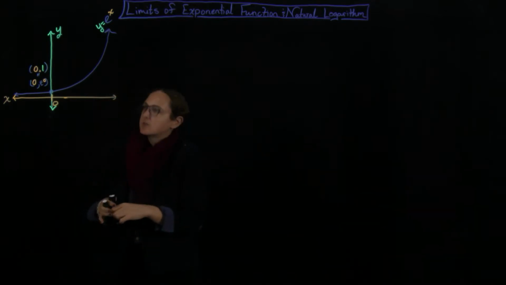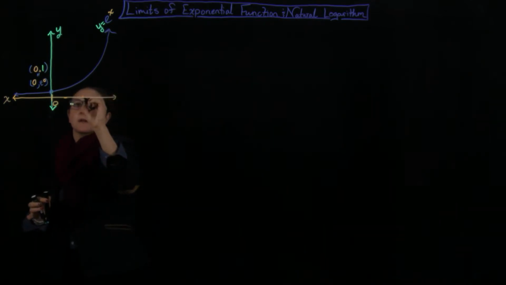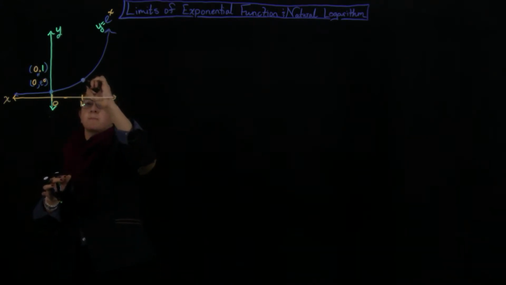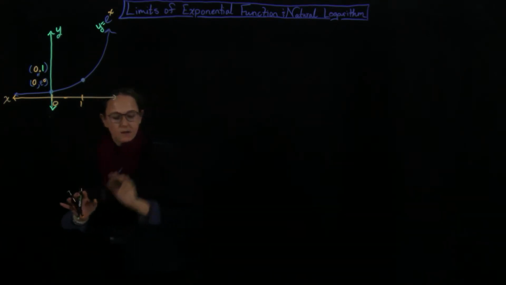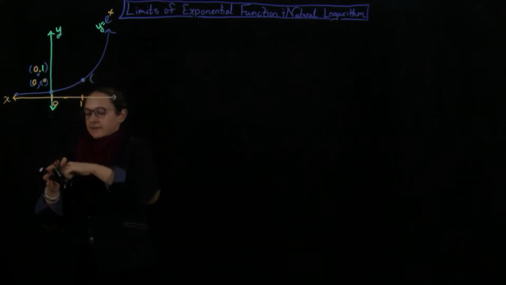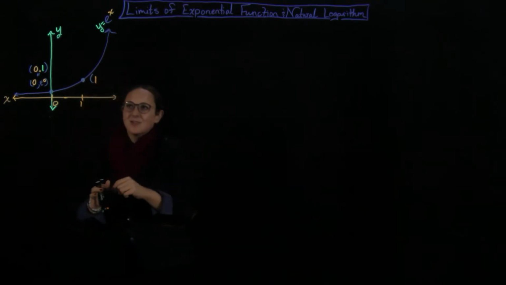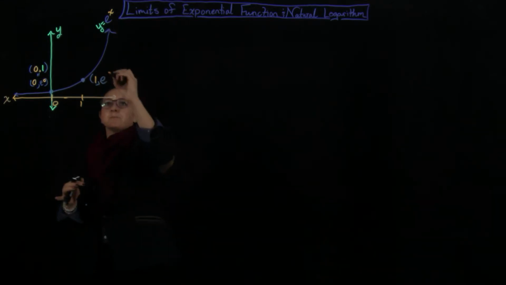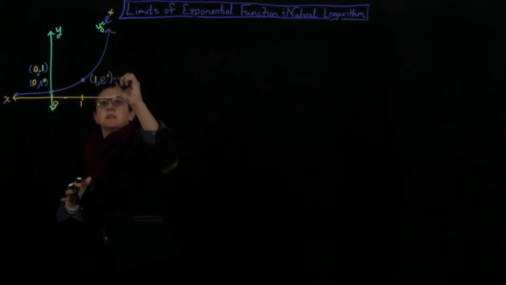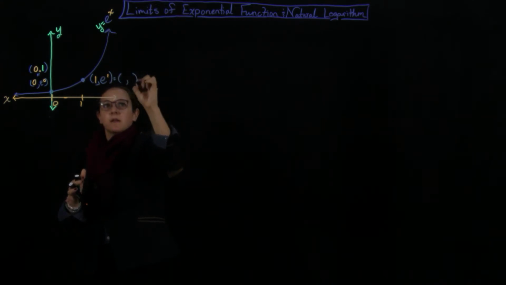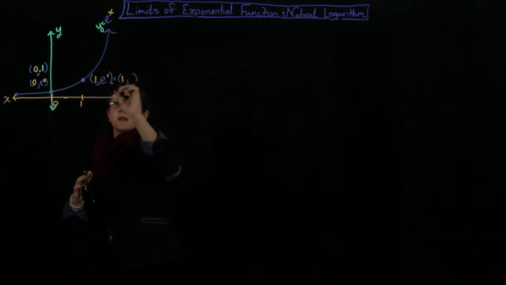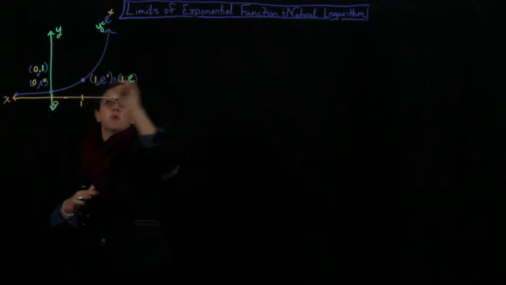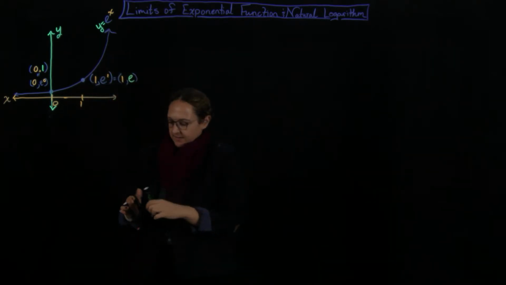Another one to look at is what happens when I put in 1. So you get a point right up here. What do we know about that point? The first coordinate is 1, and then the second coordinate is what I get when I put it into the function. So it's going to be e to the 1. And what is e to the 1? That's just e. So my second coordinate is e. So here are 2 points that are on this graph, to give ourselves a little perspective.